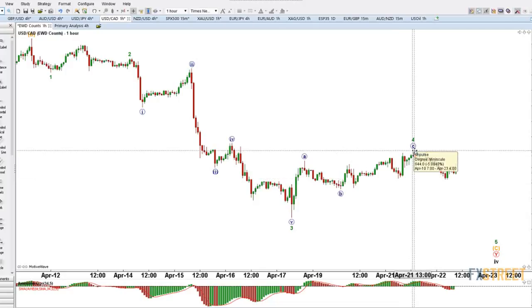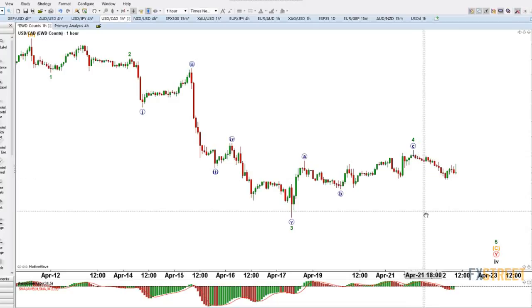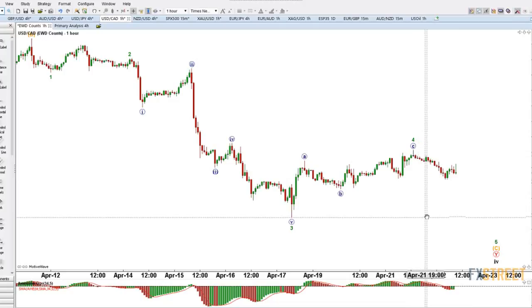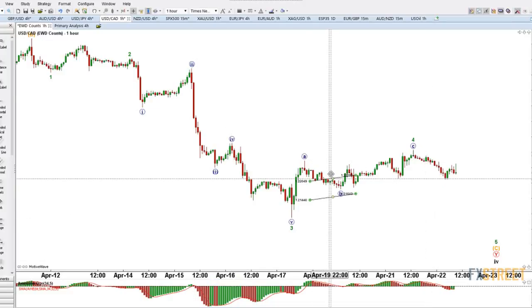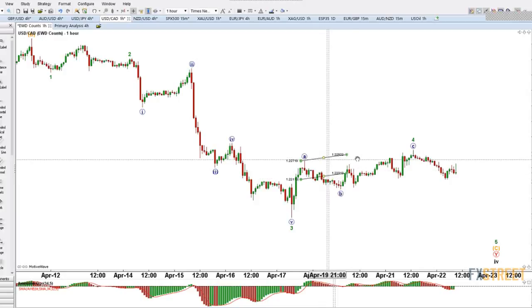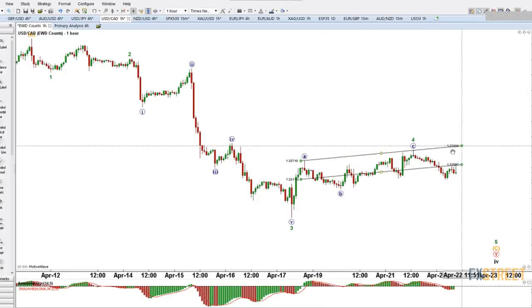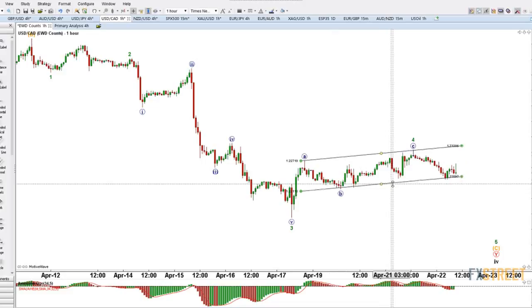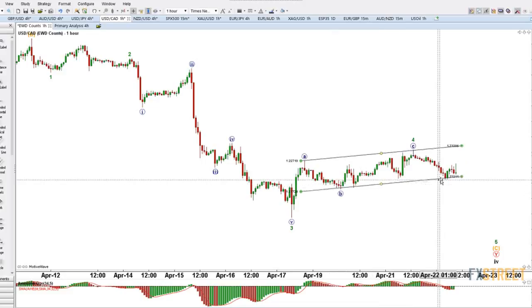So I think that wave 4 is complete, and the target will be the 120.90. So this could be a nice day trade for the session. Here you can add some additional things, like something from the classical technical analysis. You can add here the channel.